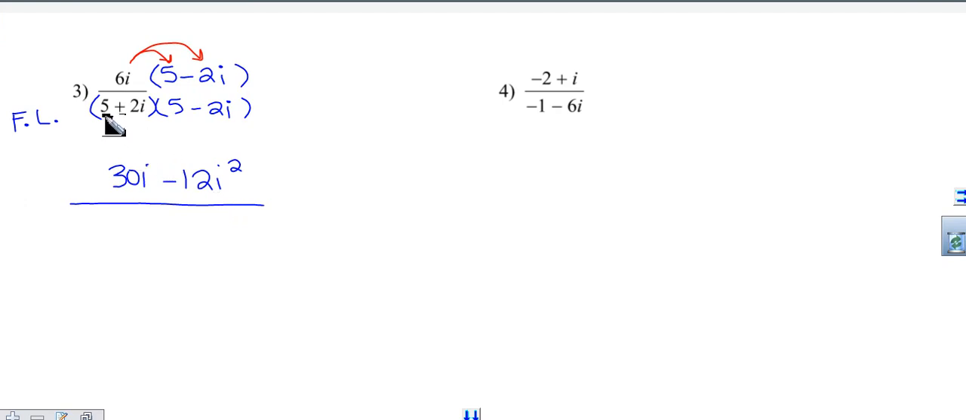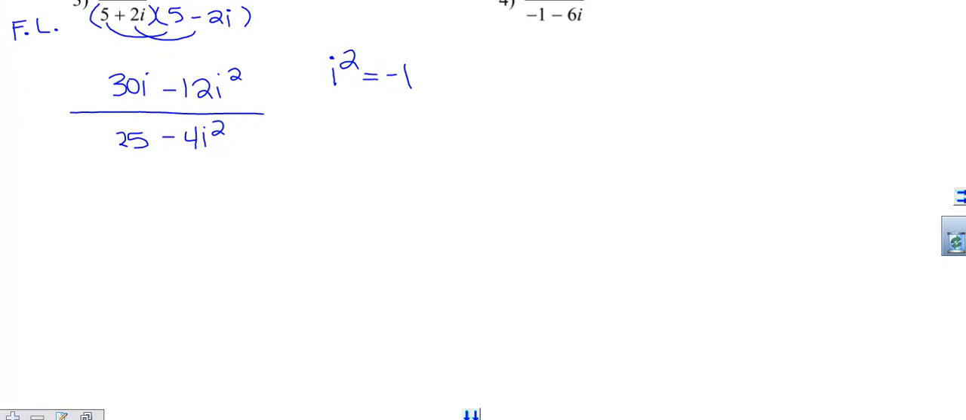When I multiply the first terms, 5 times 5, I get 25. And when I multiply the last terms, positive 2i times negative 2i, I get negative 4i squared. Now it's time to clean things up. Last week I taught you that the value of i squared is negative 1. And so anytime you see i squared in a problem, you need to make that replacement.